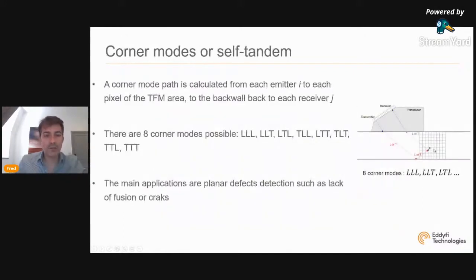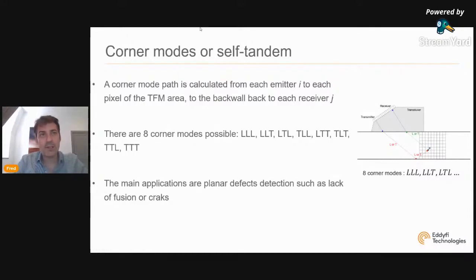But today we're going to talk about corner modes, also called self-tandem by others. These corner modes involve, again, propagating through the sample, 1 reflection off the back wall to the pixel, and directly back to all the receivers. So you have 8 possible corner modes. I'm listing all of them here, but we rarely use all of them. And I would say mostly right now we are limited to like 3T or things like that, due to comprehension of those modes.